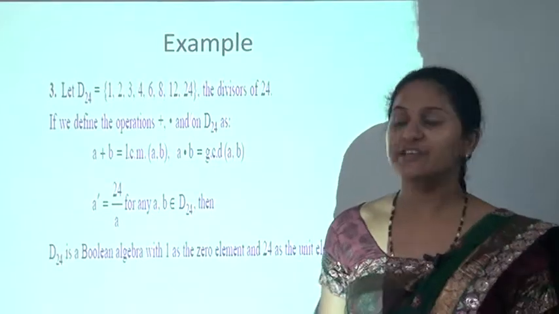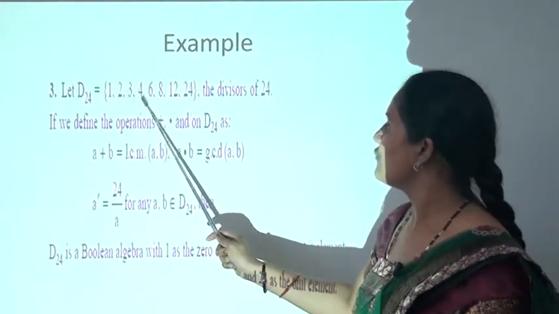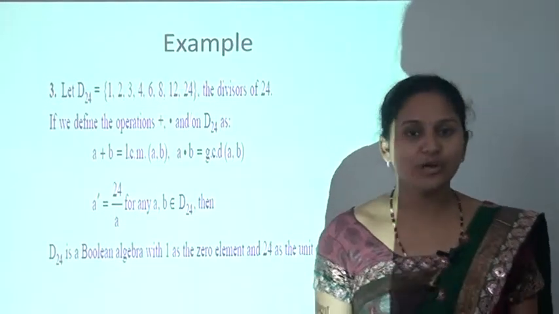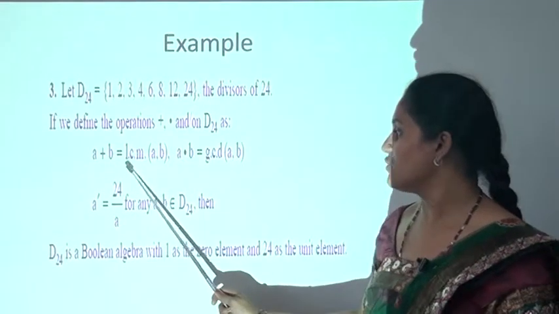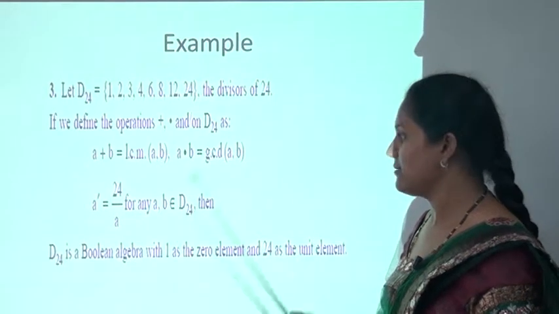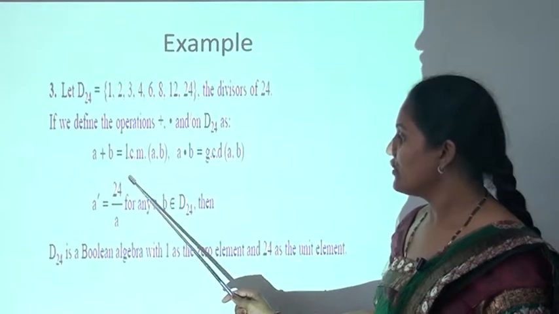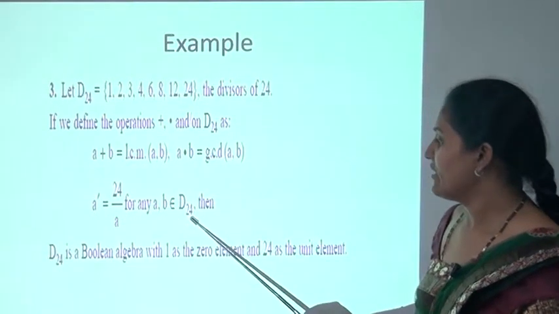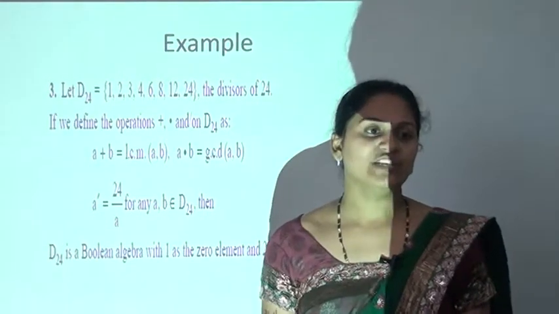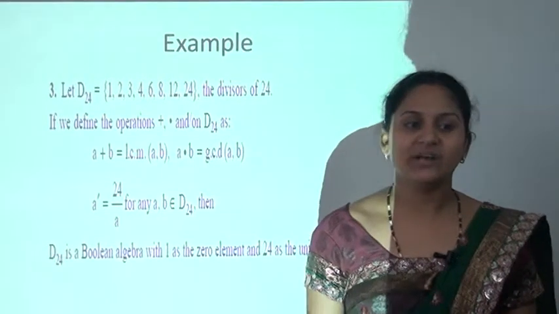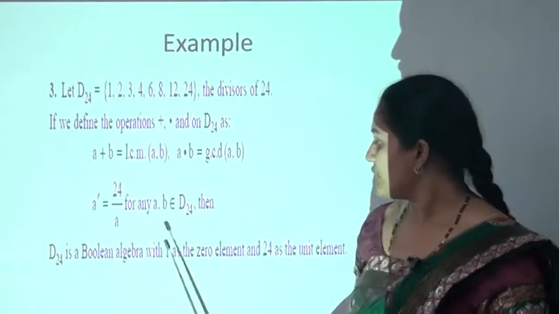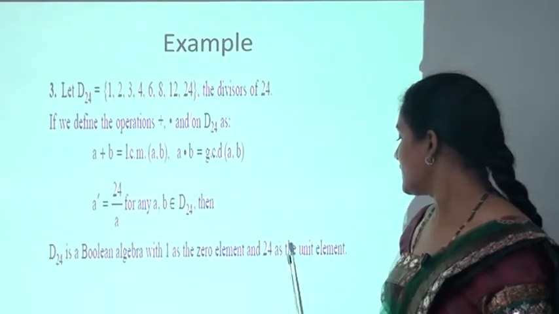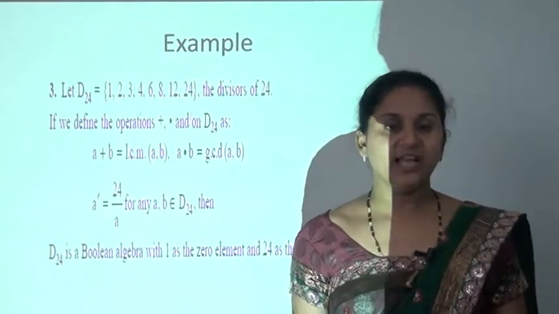Now let's take the D24 example. Here 1, 2, 3, 4, 6, 8, 12 and 24 divide 24. If we define the plus and dot operations in D24 as A plus B equal to LCM of A and B, and A dot B equal to GCD of A and B, and the complement of A is 24 divided by A, for any A, B belonging to D24, then we can prove this D24 is also a Boolean algebra with identity 1 and U equal to 24. We have taken the zero element as 1 and the total element as 24. So D24 is also a Boolean algebra.